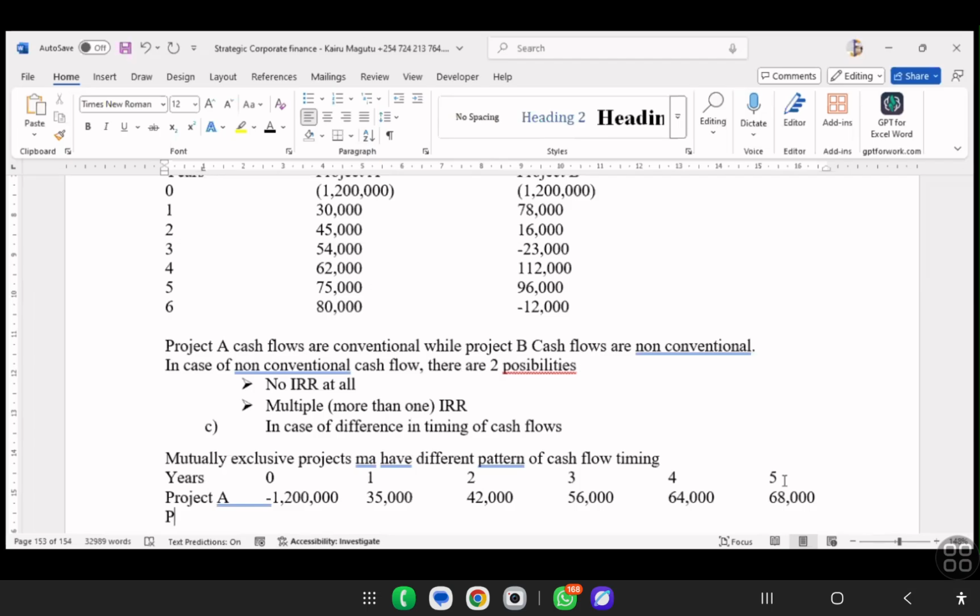Then we have project B. The difference in pattern. The project initial investment is the same. But when it comes to the pattern of the cash flow, project B has maintained a constant annuity of 55.